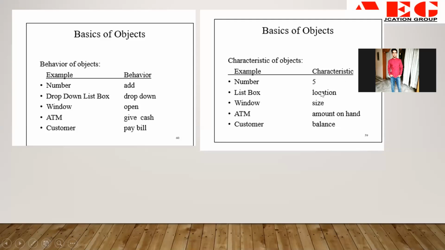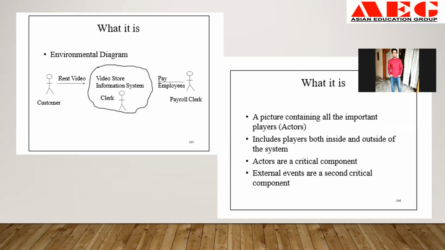List box, the location where the list box will be placed. Window, what is the size of the window. ATM, what amount it can dispense. Customer, what balance they will have after paying the bill. You can create a relationship between these also, but you can also study them independently.